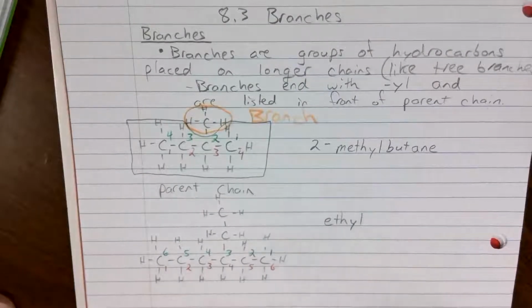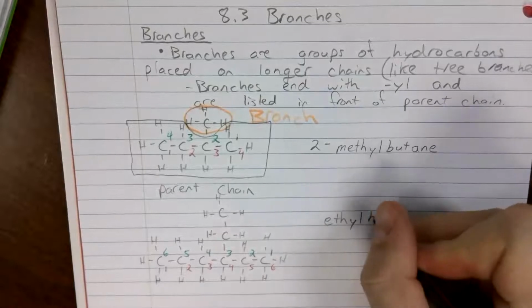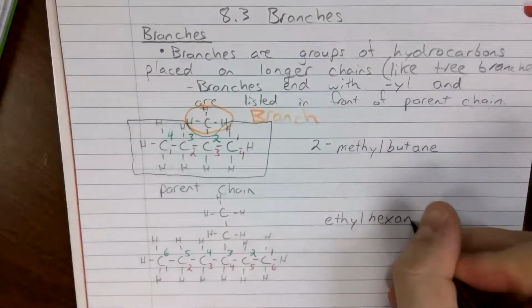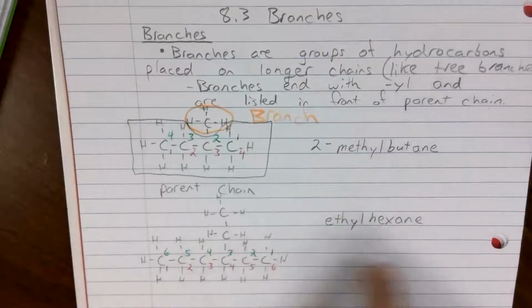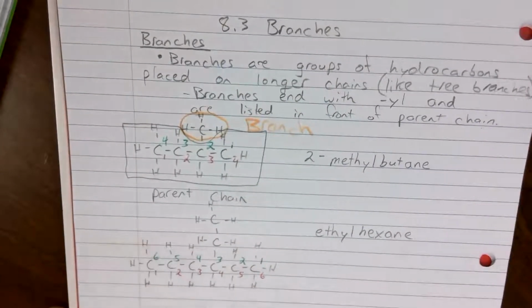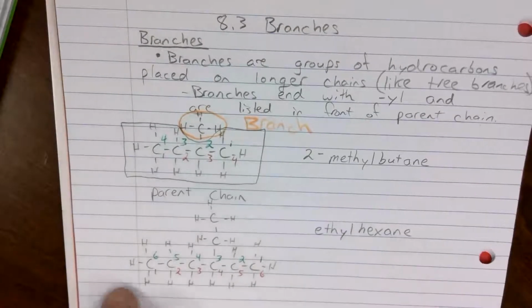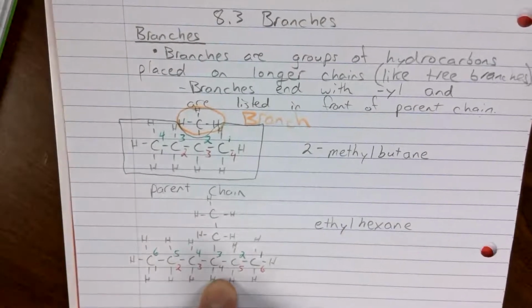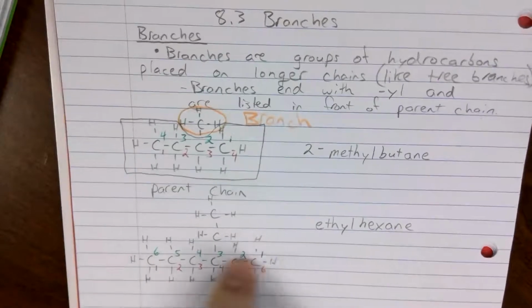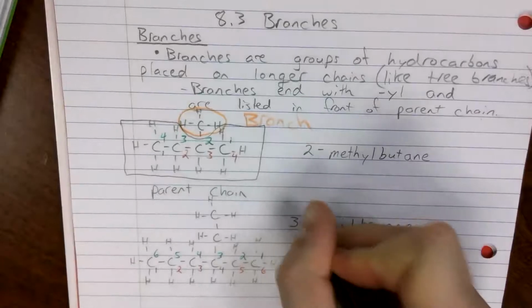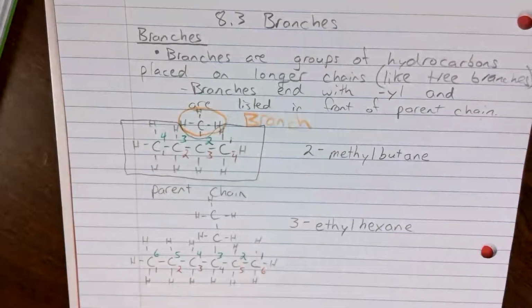Then we move on to the parent chain, 6 carbons. Hex is 6 carbons. A and E, they're all single bonds. And then finally, where is the ethyl? If we go with the red numbering, it'd be on the 4th carbon. If it went with the green numbering, it'd be on the 3rd carbon. 3 is better than 4, so 3-ethylhexane.